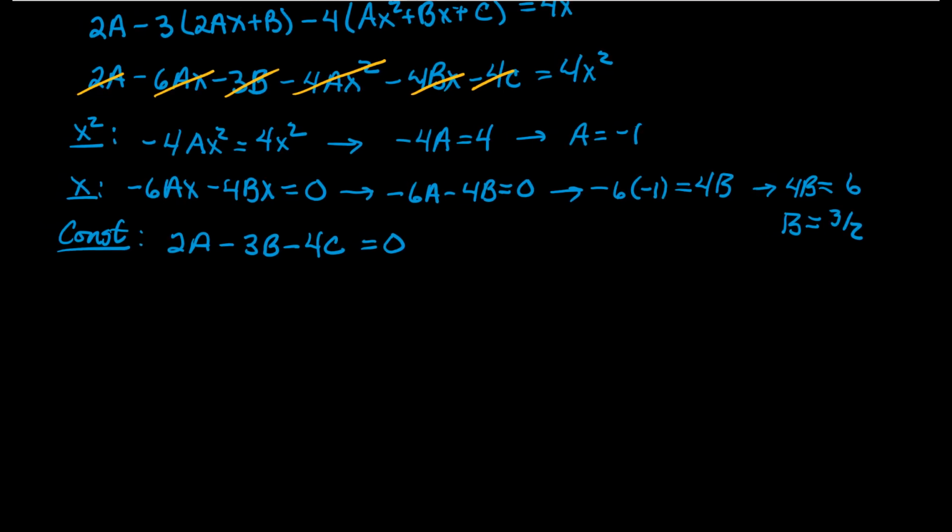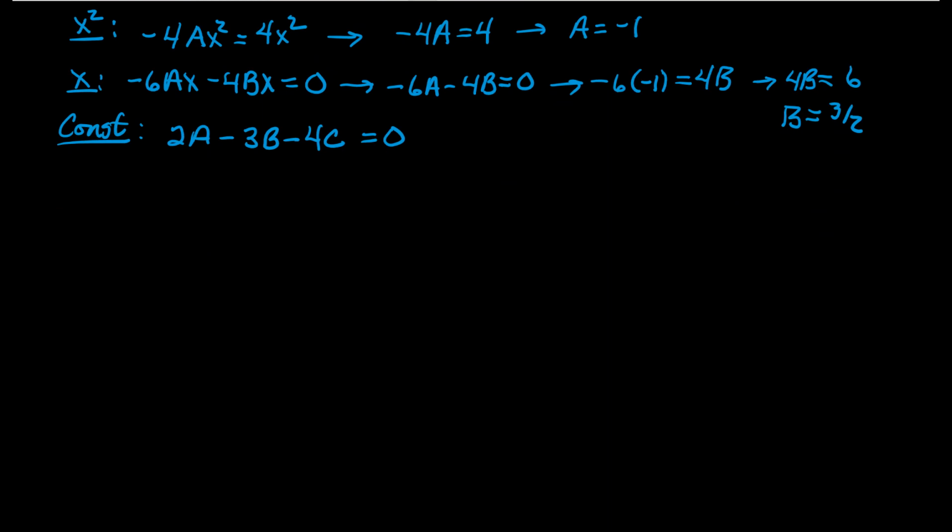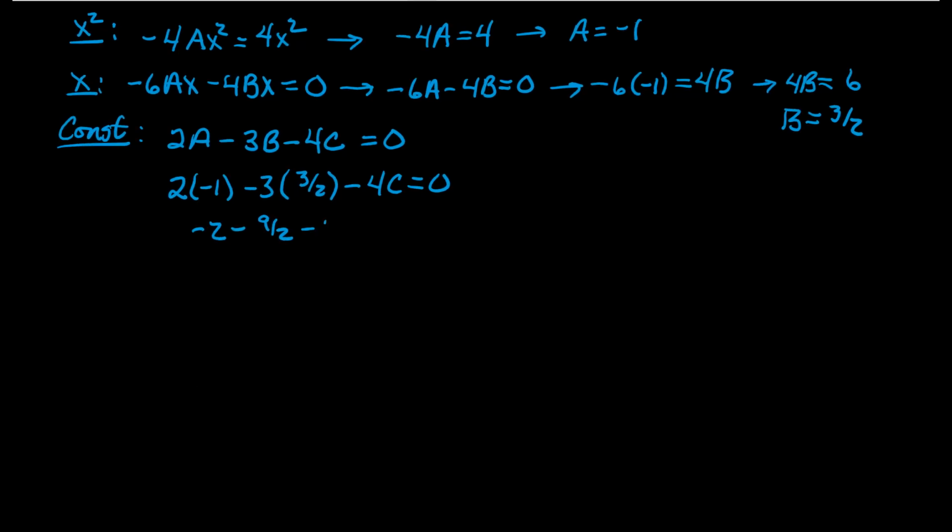Now the good news is I already have values for a and b. So if I substitute in the negative 1 for the a value, I'm going to have 2 times the negative 1 minus 3 times the 3/2 minus 4c equals 0. So this is going to give me a negative 2 minus 9/2 minus 4c equals 0.